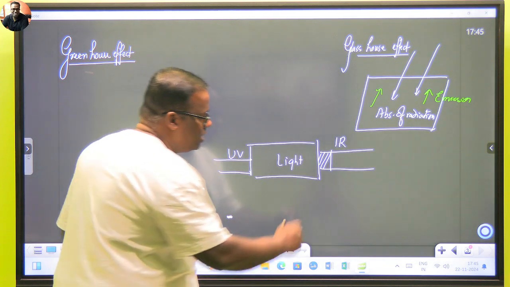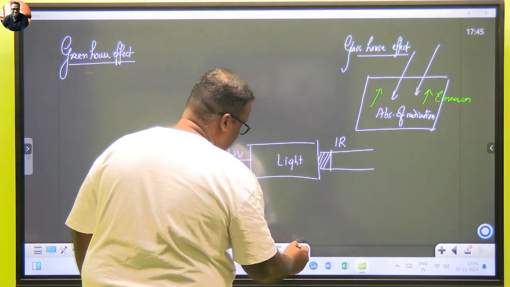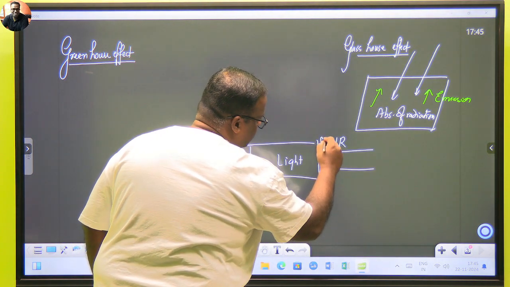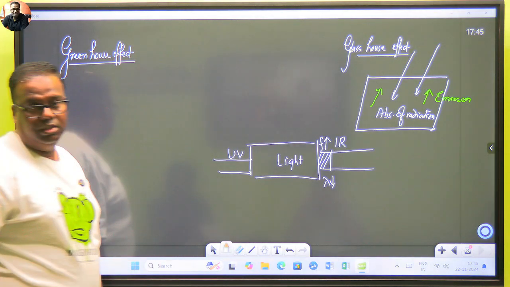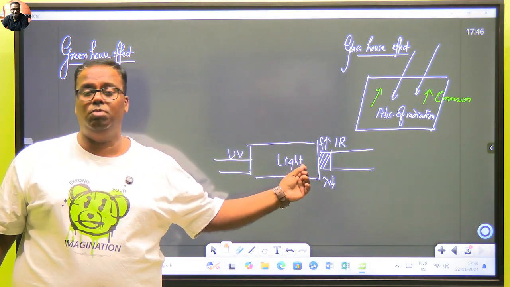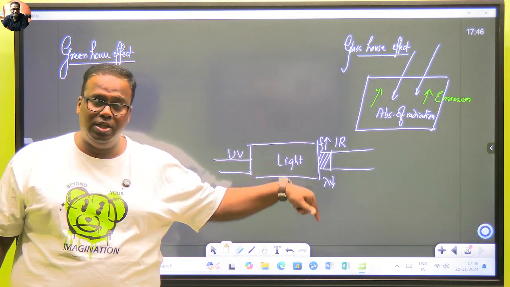So here, what do I say? Wavelength, I was denoting with the word lambda, so I'll keep denoting with lambda. The wavelength on this side is short, which means the frequency on this side is more. This is the infrared radiation coming from an extremely hot body like the sun. Its frequency is more, its wavelength is less.